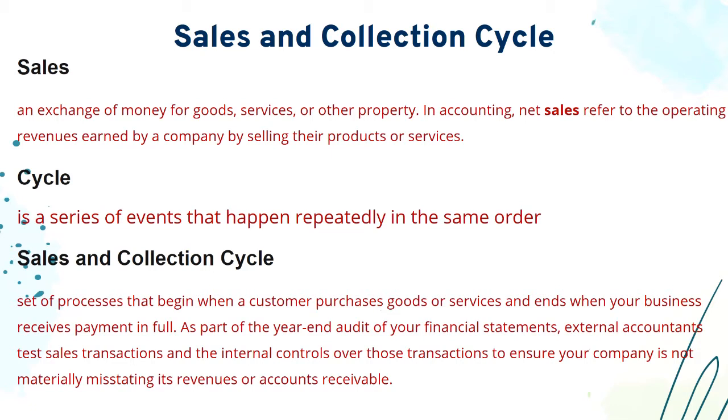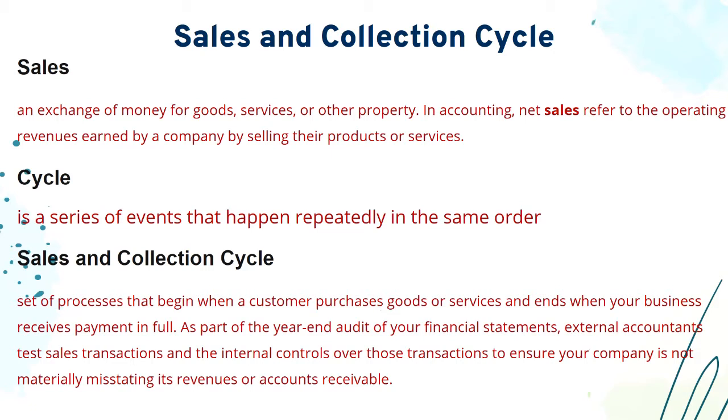Next is cycle. Cycle is a series of events that happen repeatedly in the same order. Senangnya nak kata cycle ni adalah benda yang berlaku berulang-ulang dengan susunan yang sama. Contohnya macam siang lepas tu malam kan. Dia mesti siang lepas tu malam. Dia tak ada siang-siang, dia tak ada malam-malam.